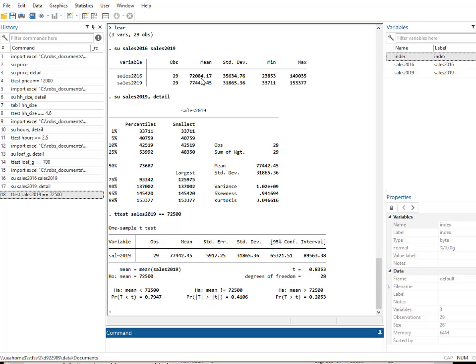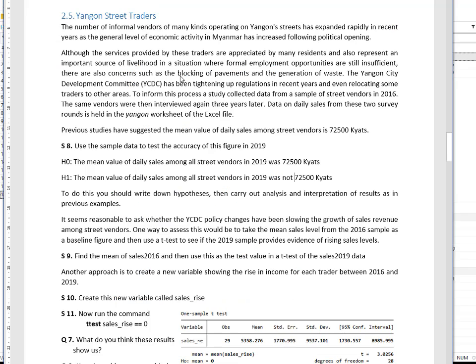72084 was the mean. So if we take that number there, copy that. What we do here is that we have the null hypothesis now will be the mean value of daily sales among all street vendors in 2019 was still that value there. That's the mean that we calculated, if we assume that was a correct mean in 2016, which is a big assumption. And then here, instead of this, we want to see if it's gone up.